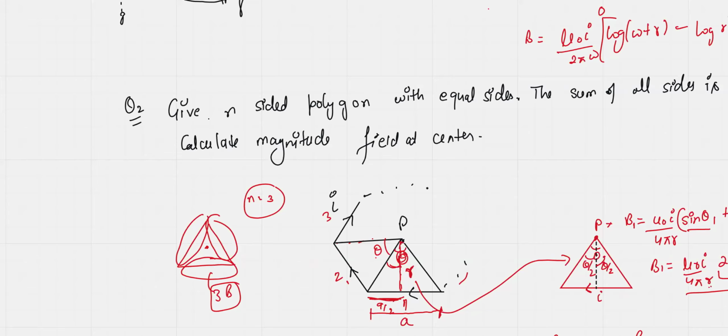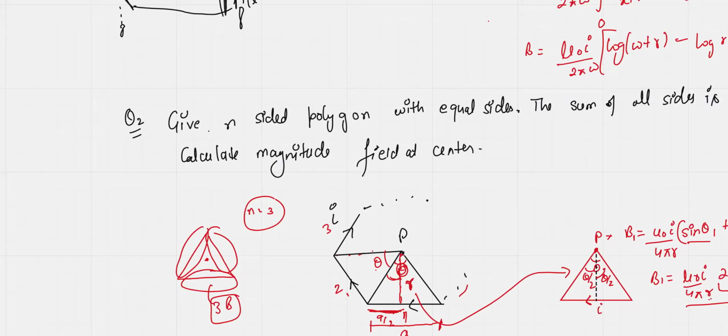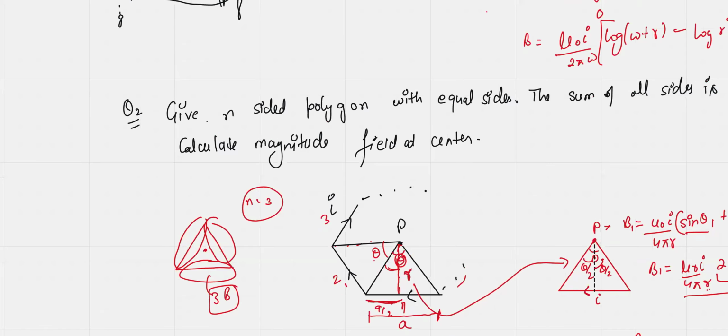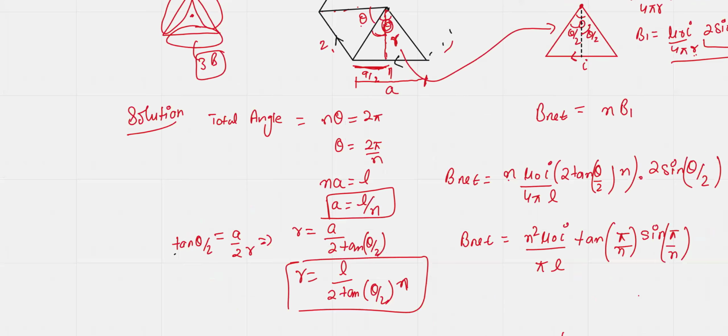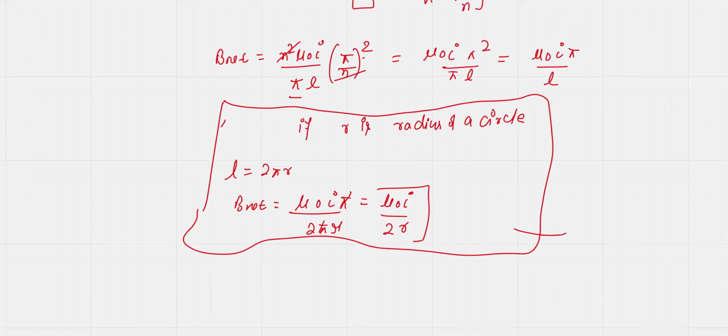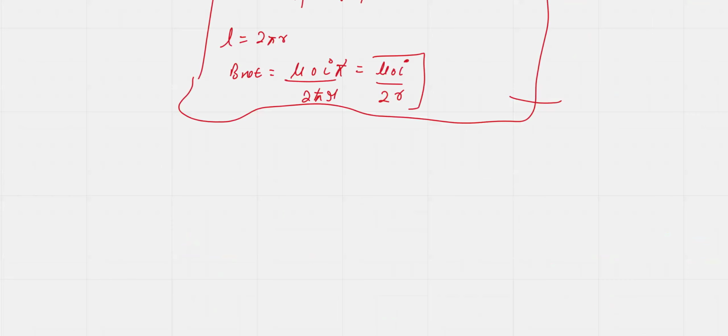Solve the problems from the last class. I think I gave you three problems, and today we did two big problems. If you solve all these things, you will get a brief idea. In the next class, I'll be starting the magnetic field due to a current carrying loop. If there's a loop like this, we have to solve it in the next class.